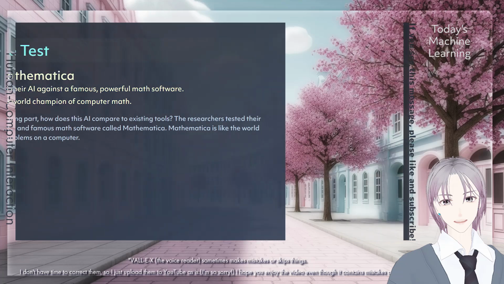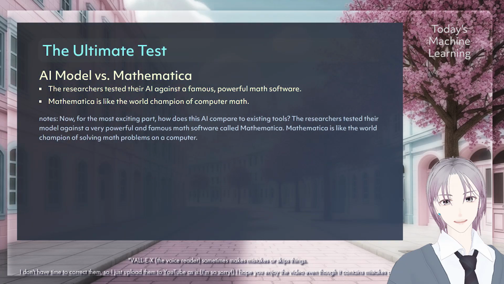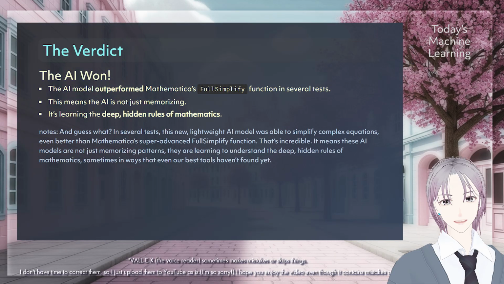Now, for the most exciting part, how does this AI compare to existing tools? The researchers tested their model against a very powerful and famous math software called Mathematica. That was like the world champion of solving math problems on a computer. And guess what? In several tests, this new lightweight AI model was able to simplify complex equations even better than Mathematica's FullSimplify function. That's incredible. It means these AI models are not just memorizing patterns, they're learning to understand the deep, hidden rules of mathematics, sometimes in ways that even our best tools haven't found yet.